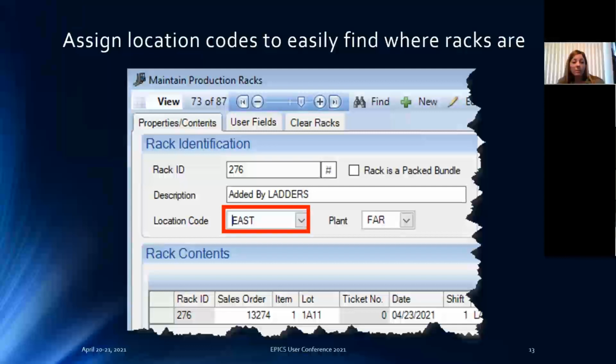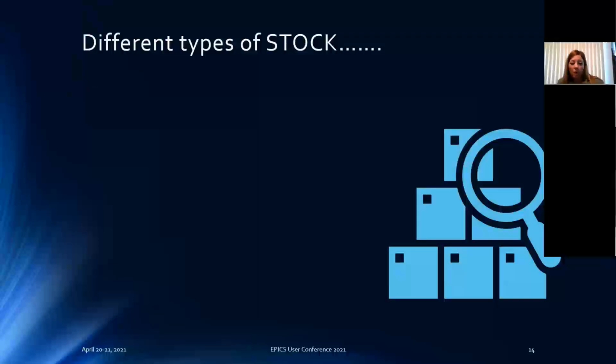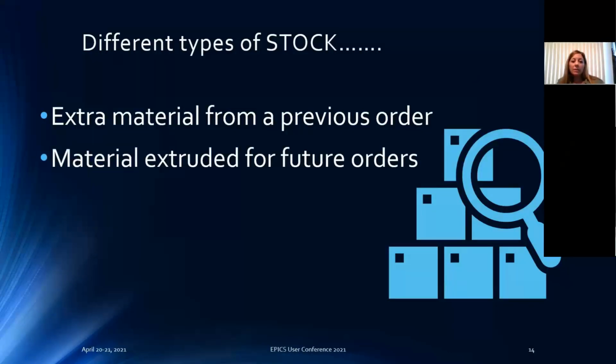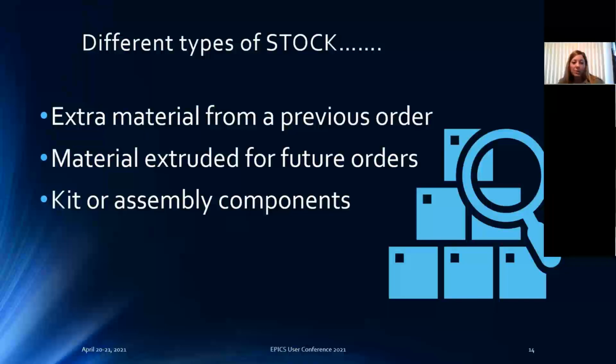So moving on with racks, we're going to look at what different types of stock are in EPICS. And stock can mean a few different things for a few different purposes. You may have extra material from a previous order that's going to be an overage and go into stock. You can have material extruded for future orders. So if you think of more of a stocking program, or you have a customer who you keep material in stock all the time just so that they can easily have it when they release the material. Standard shapes that you may stock could be different types of reasons why you have material in stock. Or you may have stock because you create kits or assemblies and the components need to be stock material so that you can pull them to kit or assembly orders.